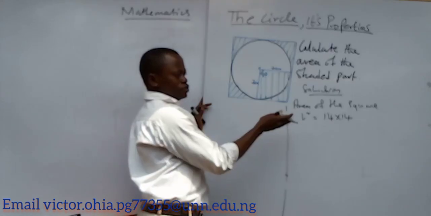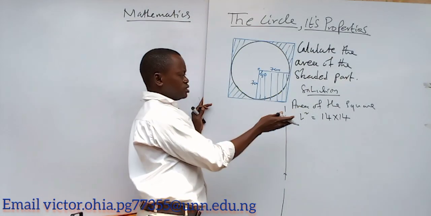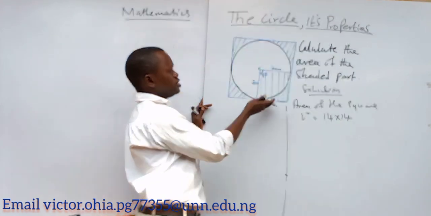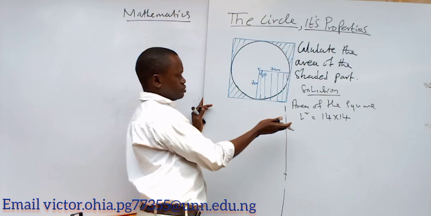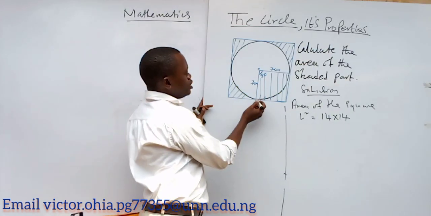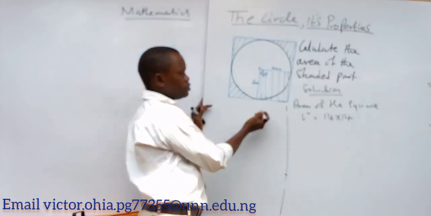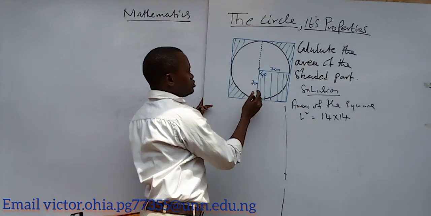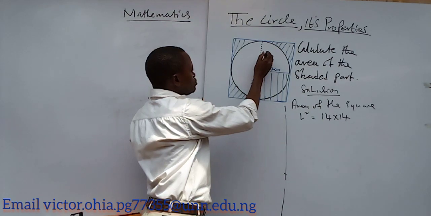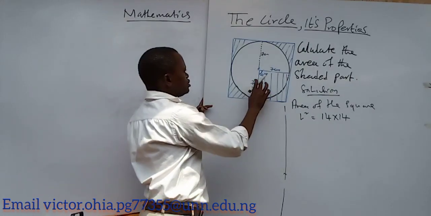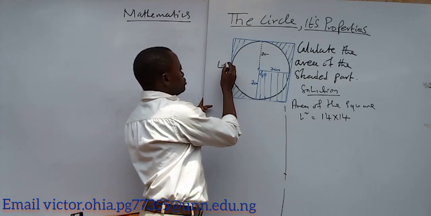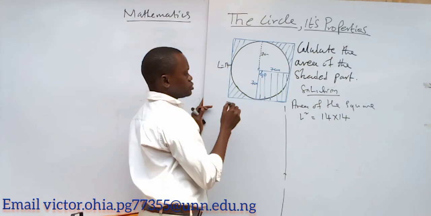Now you might have the same question my students asked me: where is this 14 coming from? If you look here, there's no 14 here. Do you see that from here to here is a radius, and from here to here is another radius, of course, that should also be 7 cm? This is equivalent to one length of this square being 14 cm. So that's where it is coming from.